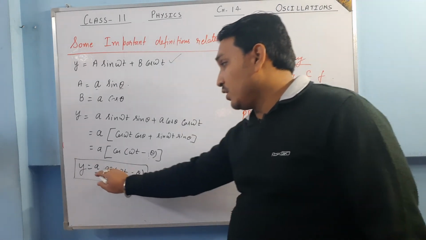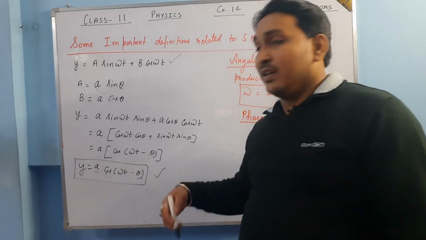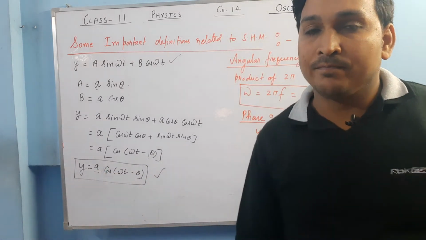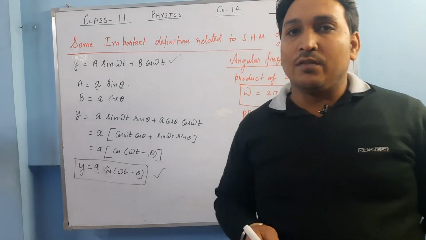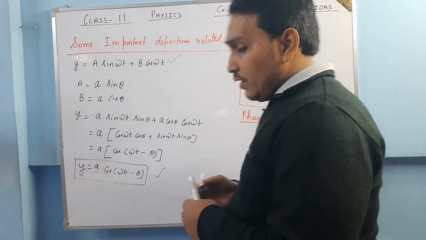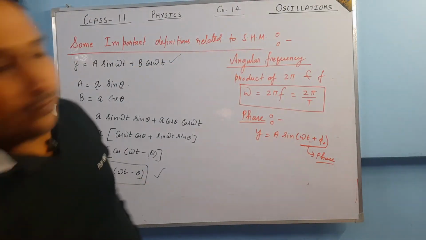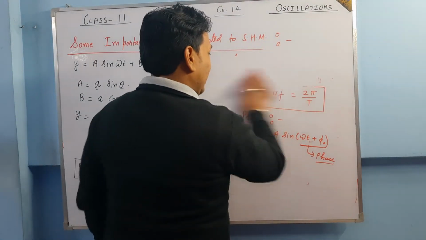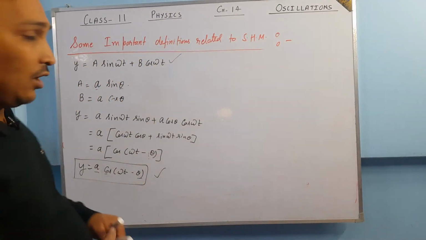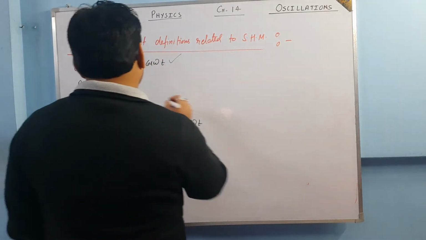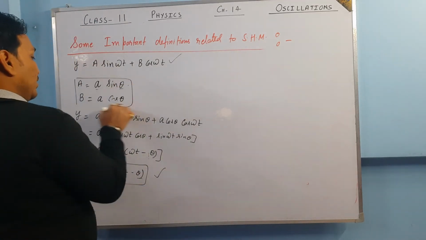This is the general expression, and this is a solution. But in this solution, the A and theta have to be determined. What is the value of A and what is the value of theta? That can be done very easily. There is no critical thing. How? Just see these two equations.